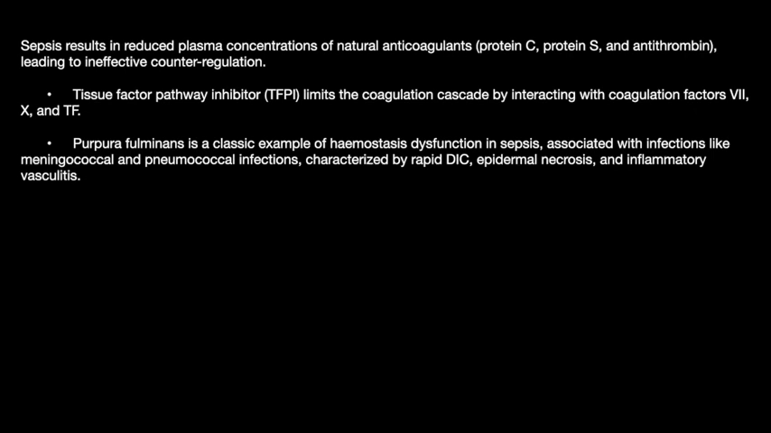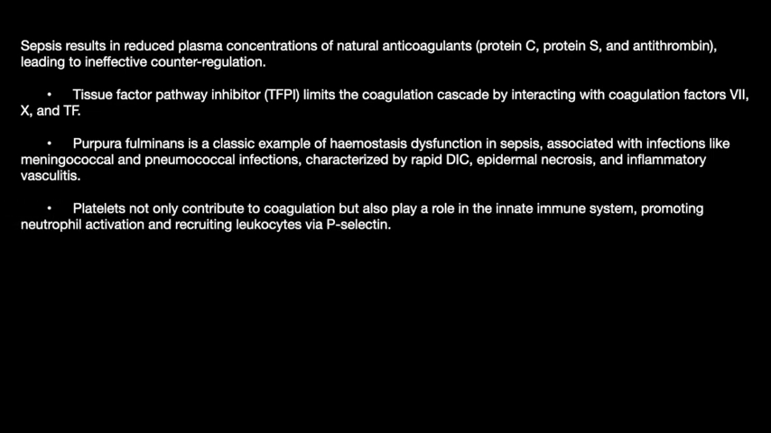Purpura fulminans is a classical example of hemostasis dysfunction in sepsis associated with infections like meningococcal and pneumococcal infection, characterized by rapid DIC, epidermal necrosis, and inflammatory vasculitis.